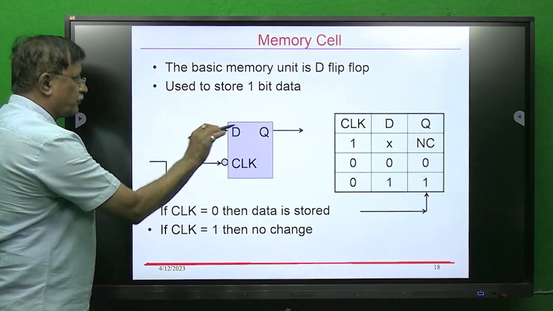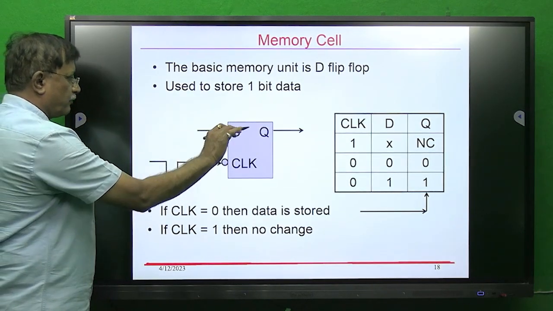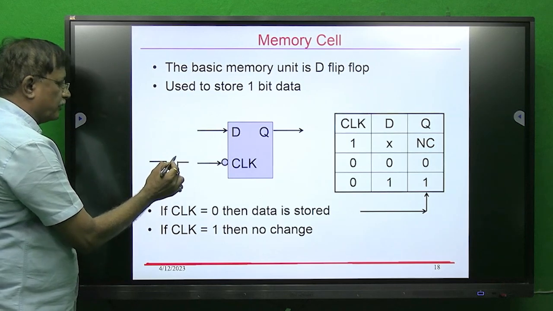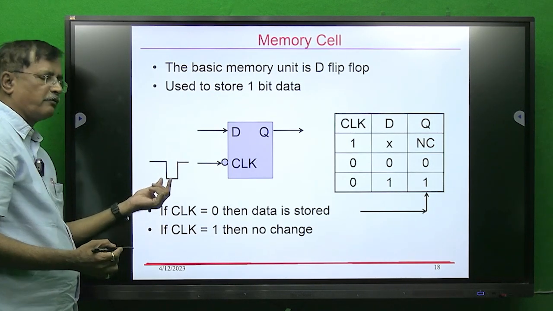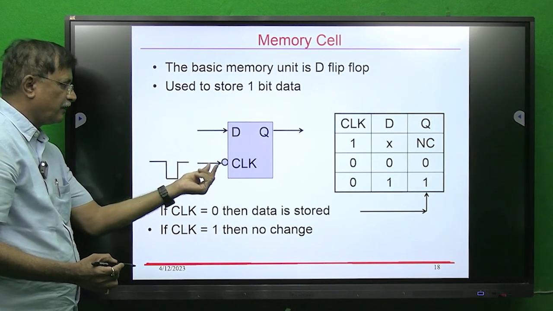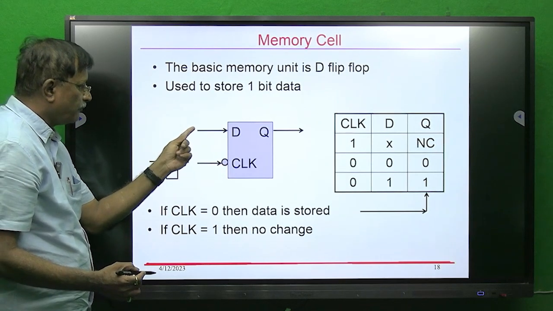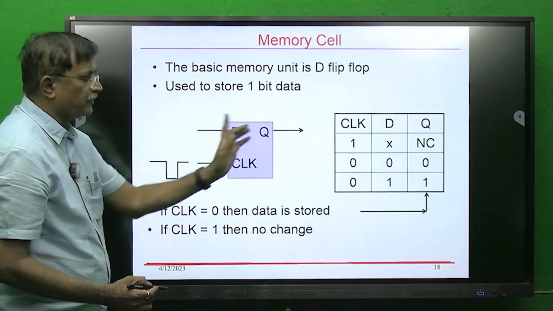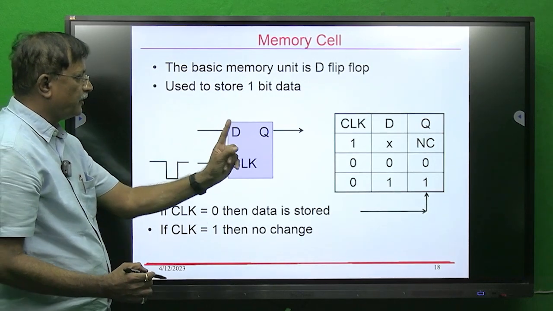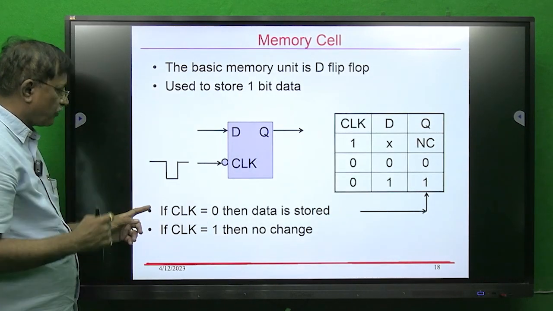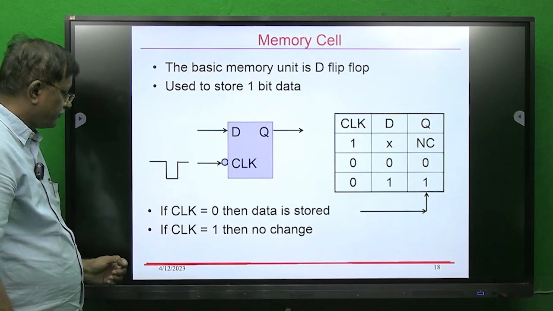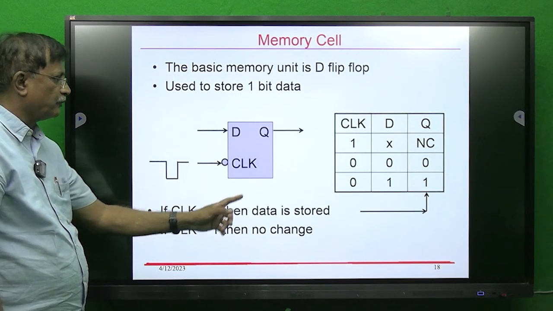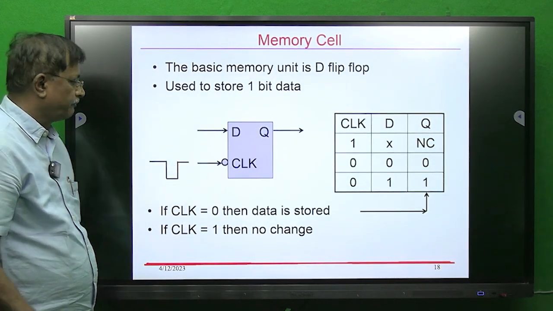But whenever you want to store data, you will give a low pulse, a 0 signal, for a very small duration, and at that time the clock is active. If D is 0, you get 0 here. If D is 1, you get 1 here. In this way, 1 bit is stored. So if the clock is 0, then data is stored. If the clock is 1, then there is no change in the data.